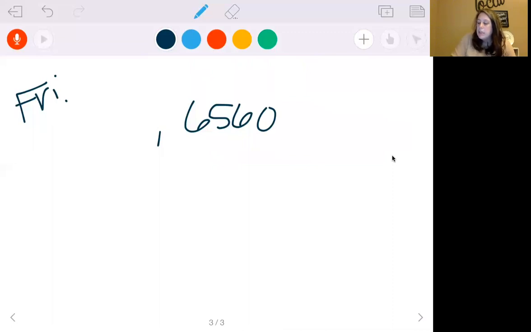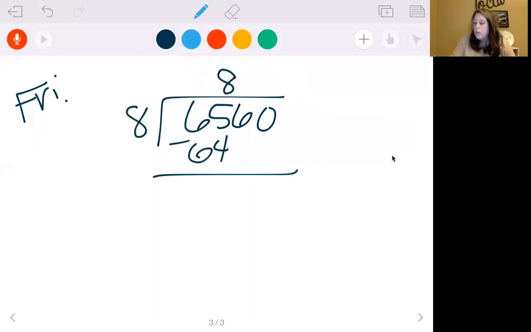8 times 8 is 64. When we subtract that, we get 1. Let's bring down the 6. 8 goes into 16 now 2 times. 8 times 2 is 16. Subtract that and I get 0. Bring down the 0. 8 goes into 0 0 times. 8 times 0 is 0. Subtract that, I get 0. So the answer is 820, no remainder. Now let's do one with a remainder.